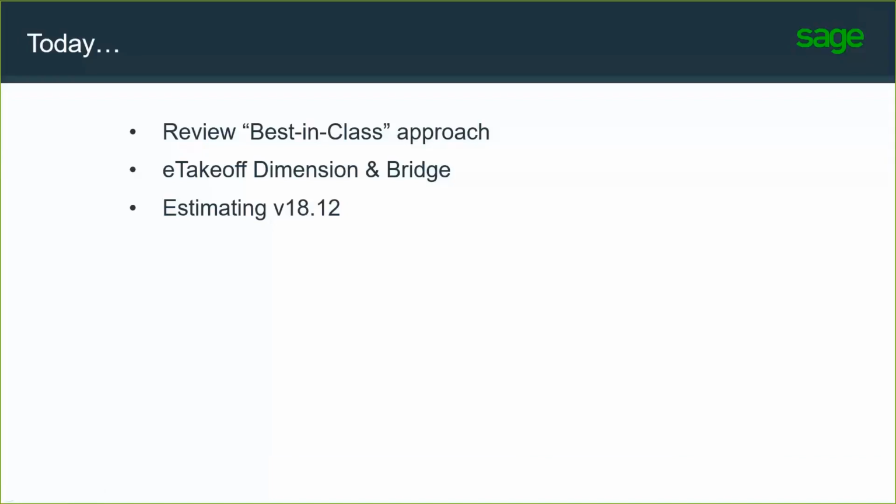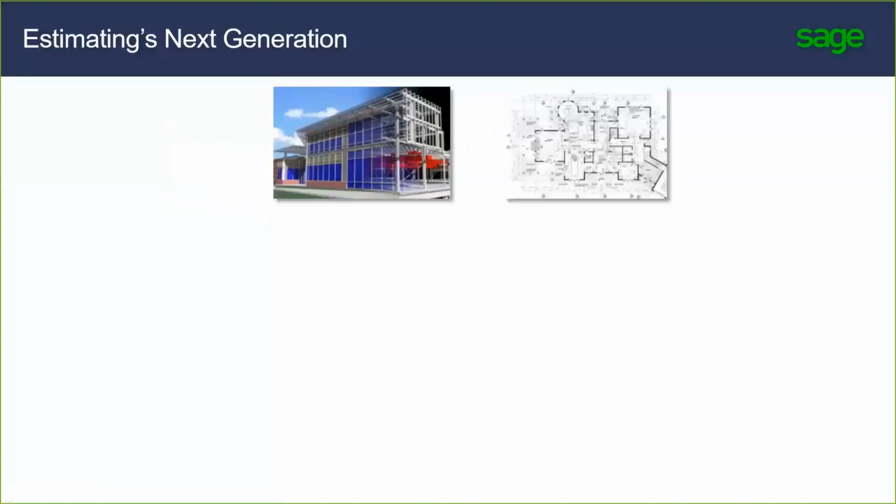We're going to look at several things today. We're going to review Sage's best-in-class approach to estimating. We're going to look at eTakeoff Dimension and Bridge, and we're also going to spend some time in Sage Estimating version 18.12. Sage's next generation focuses on two things.